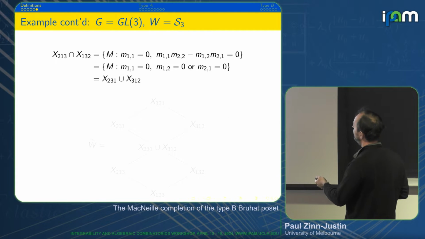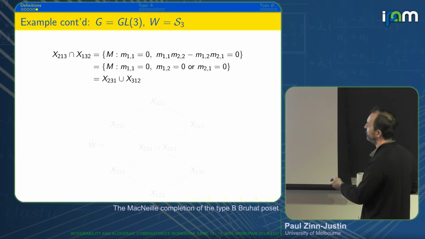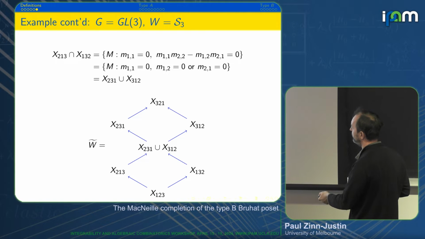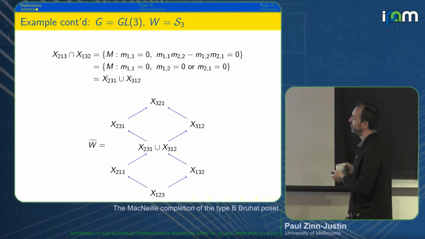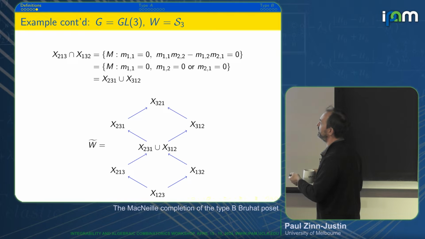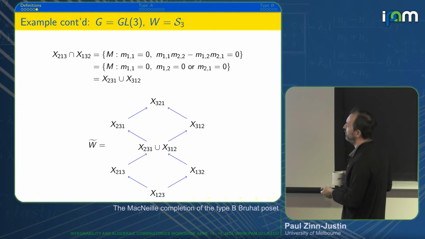So either m12 equals 0 or m21 equals 0. And then you recognize this is nothing but the union of the top two, the things on the row above. So the intersection of these two is the union of these two. By the way, you're not allowed to do arbitrary unions. It is always true that any intersection will be some finite union of the XWs, but you don't get every union this way. But in this case, you get exactly the union of these two.